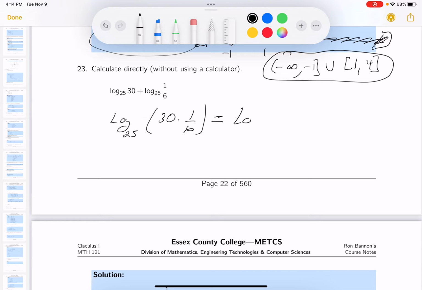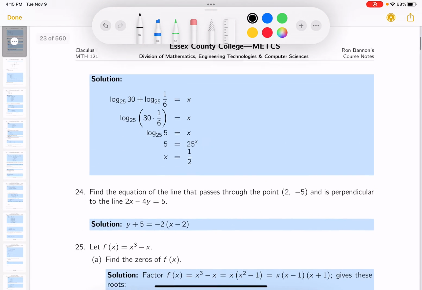And lo and behold, this is log base 25, and 30 times 1/6 is just the number 5. I don't know what that number is, but they want me to come up with it. How would I rewrite this as an exponential? 5 is equal to 25 to the x power. Well, now I know what x is. x has to be 1/2. And why is that? 1/2 represents the square root of 25, and the square root of 25 is 5. So x equals 1/2.